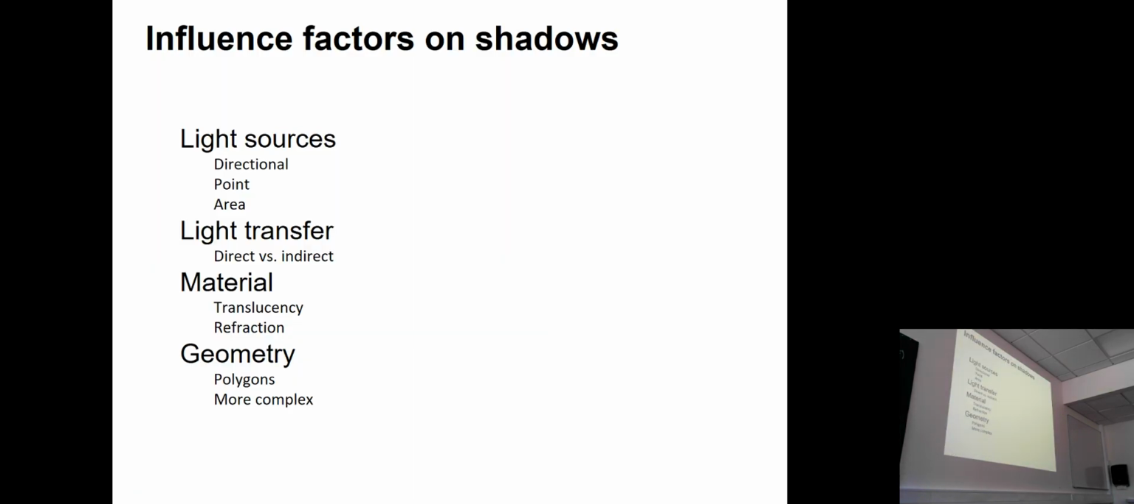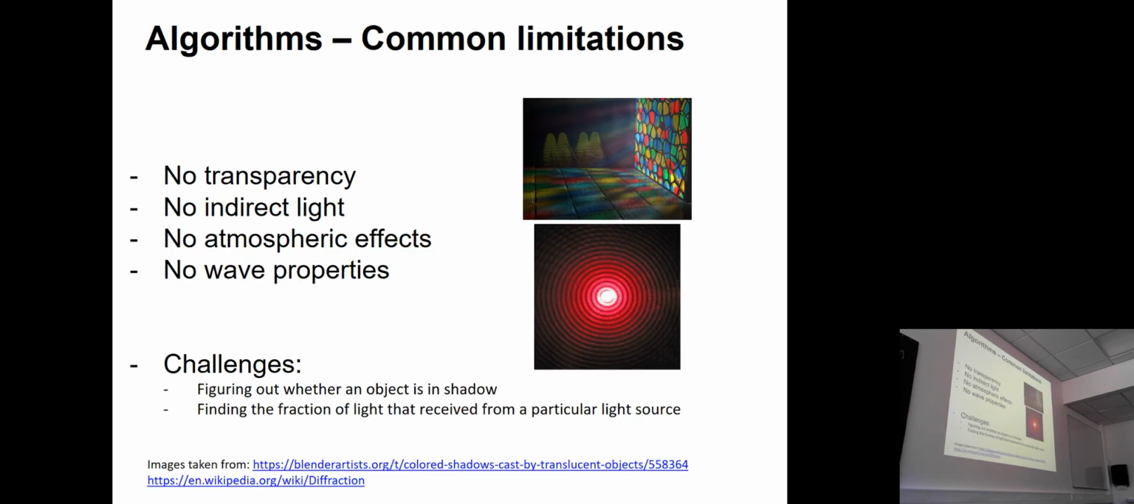Other factors are light transfer, whether the light is coming directly or it's indirect, reflected from somewhere. Material, like translucency, as we have seen when light goes through the object, or refraction. We will get to refraction by the end of the lecture. And geometry, whether it's a simple shape like a cube, or a very complex shape with internal reflections and shadows and so on.